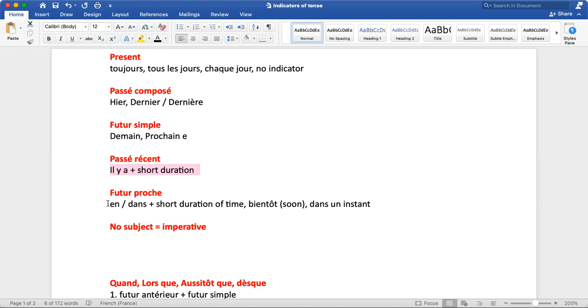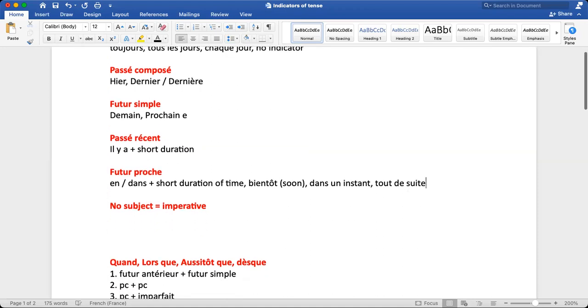Futur proche. For futur proche, we have the indicators en or dans plus a short duration of time. En and dans mean in. So in 5 minutes, in 10 minutes, like this. Bientôt is also an indicator of futur proche. Dans un instant, in an instant. Tout de suite is also an indicator of futur proche.